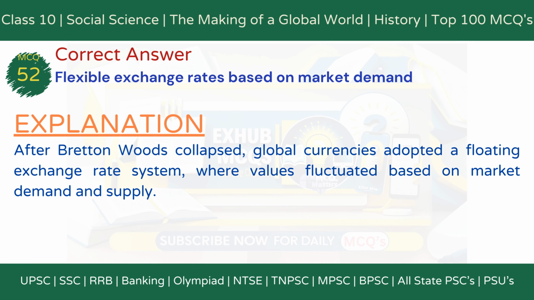The correct answer is Option B. Flexible exchange rates based on market demand. Explanation. After Bretton Woods collapsed, global currencies adopted a floating exchange rate system, where values fluctuated based on market demand and supply.